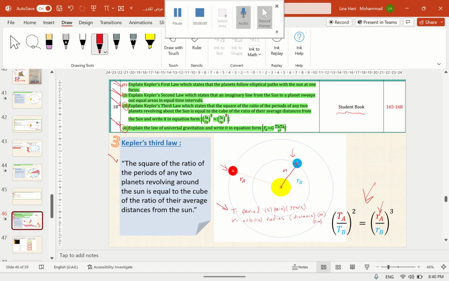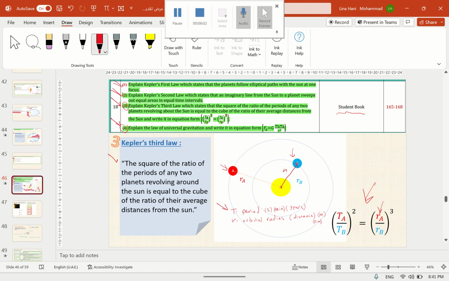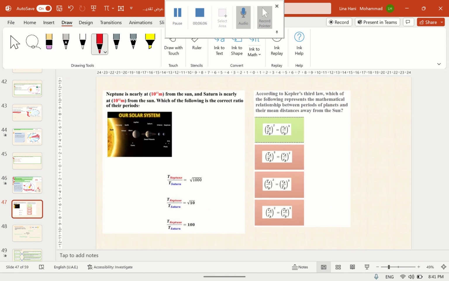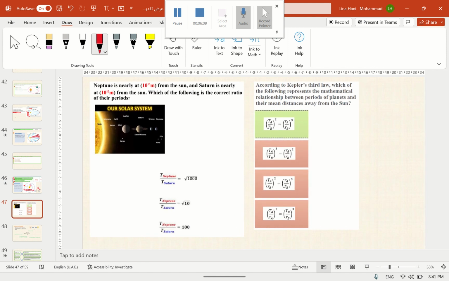Right. And it's measured in meters, kilometers, units, and so on. We have this question as we solved in the lesson. Neptune is nearly 10 to the power of 13 meters from the sun. Because this is in meters, that means that this is the orbital radius of Neptune from the sun. So this is our Neptune, we can call it R Neptune, or Rn.